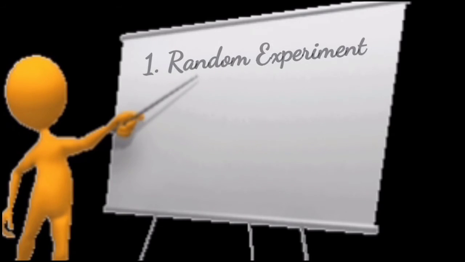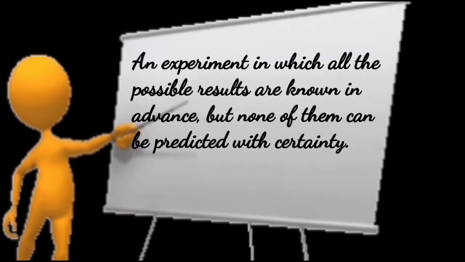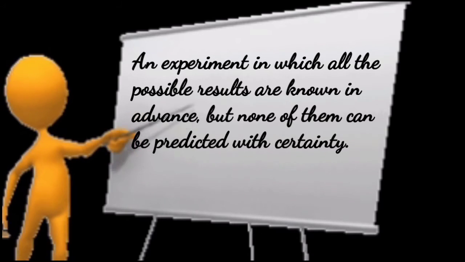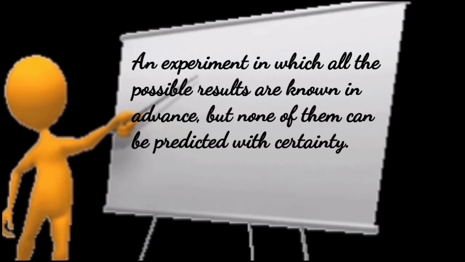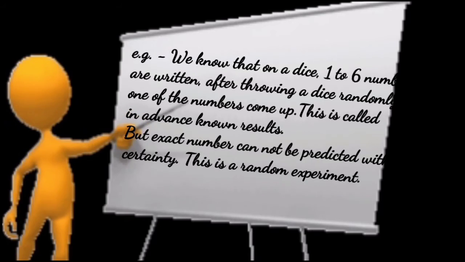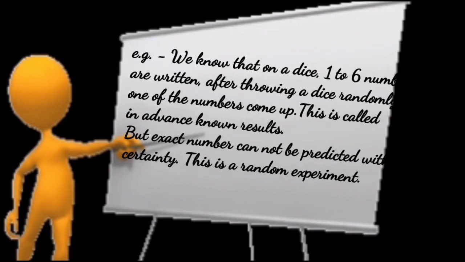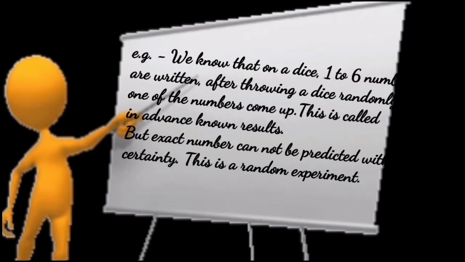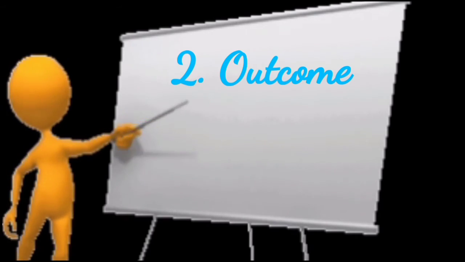Random experiment. An experiment in which all the possible results are known in advance, but none of them can be predicted with certainty. For example, we know that on a dice, 1 to 6 numbers are written. After throwing a dice randomly, one of the number come up. This is called in advance known results, but exact number cannot be predicted with certainty. This is a random experiment.